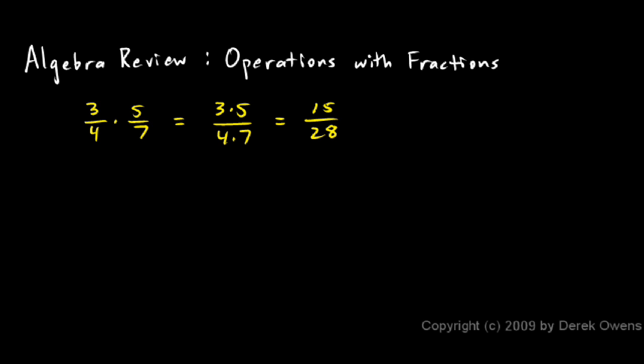And in practice, you can typically skip this step in the middle. You can just go straight from here and say 3 times 5 is 15, and 4 times 7 is 28.